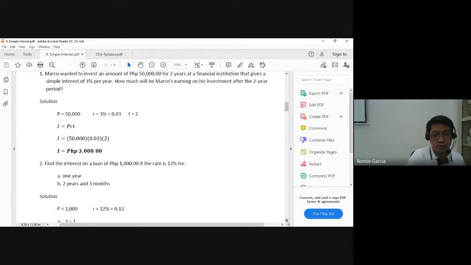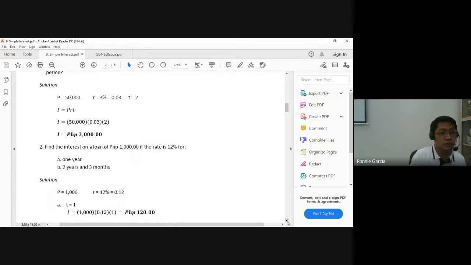So you just get the given directly. 1,000 is the principal. The rate is 12%. 12% in decimal is 0.12, two decimal places to the left. And then 1 year, so T is only 1. So that's 120 pesos only. So your earning for 1 year is only 120 pesos. Well, the principal is small, only 1,000 pesos. The first one who gave the answer is Samson.